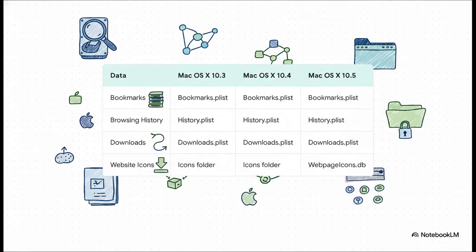This table shows you exactly where it stores user data across different versions of the operating system. As you can see, stuff like bookmarks and browsing history are consistently found in those plist files. But notice how the location for website icons changes over time. For an investigator, knowing these little details is absolutely essential.